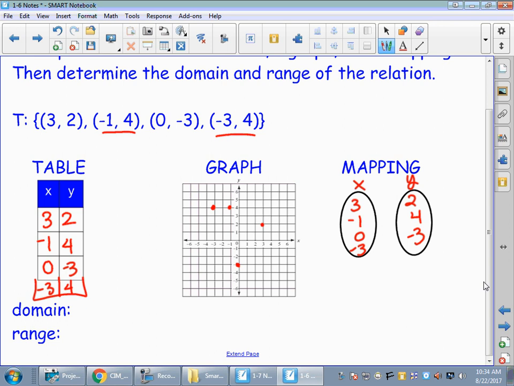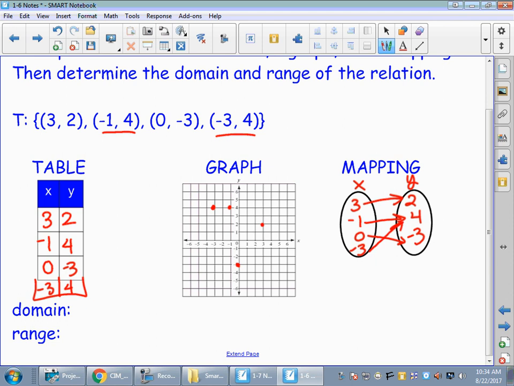You can reuse numbers. In fact, we want you to reuse numbers. So if the number repeats itself, you only have to write it down once. So 3 goes to 2, draw an arrow. -1 goes to 4, we draw an arrow. 0 goes to -3. And -3 actually goes up to 4 as well.